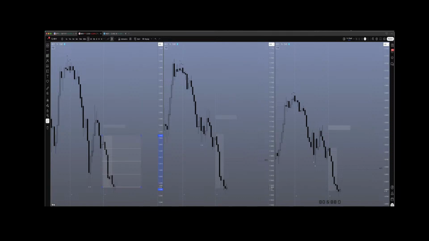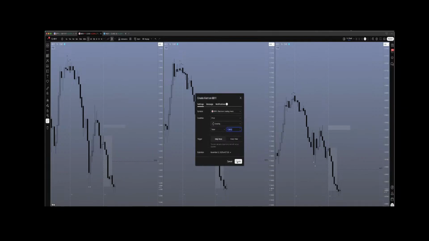Nothing to do at the moment. Looks like the draw of liquidity is still bearish for me. Oh, wrong one. Just setting a line for that level there.